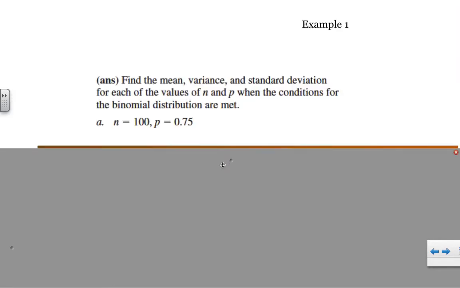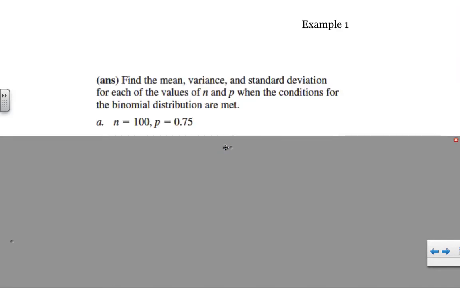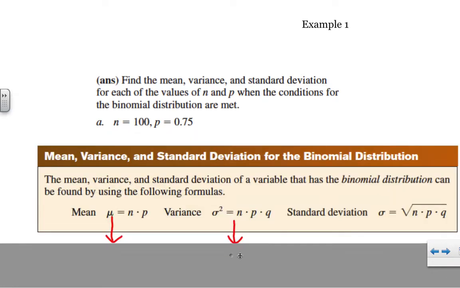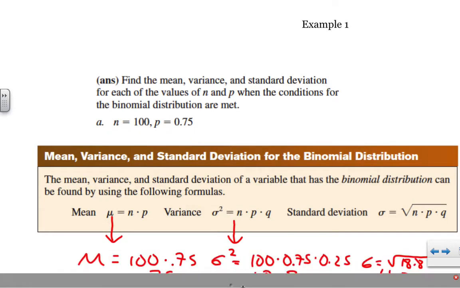We're going to start with just finding the mean. So we're not going to find the variance, or are we going to find all three? Yeah, we're going to find all three. Okay, so if I have an n value of 100 and a p of 0.75, how do I find the mean, standard deviation, and the variance?